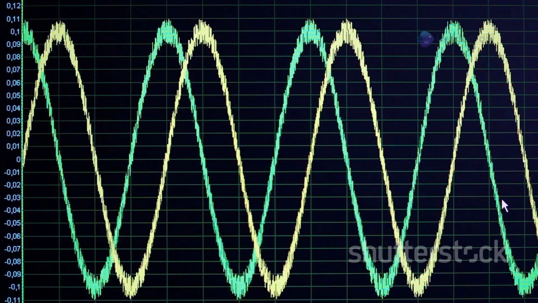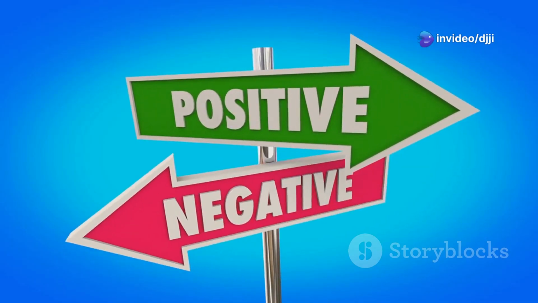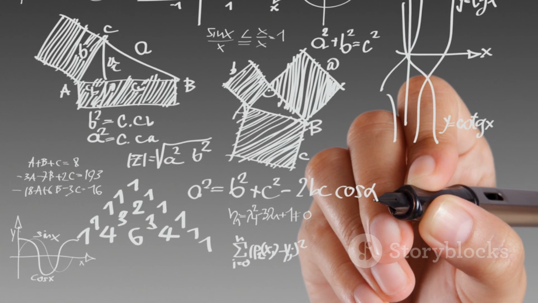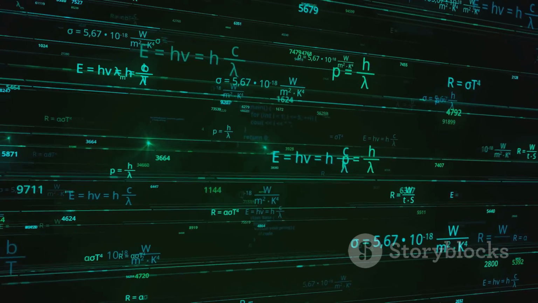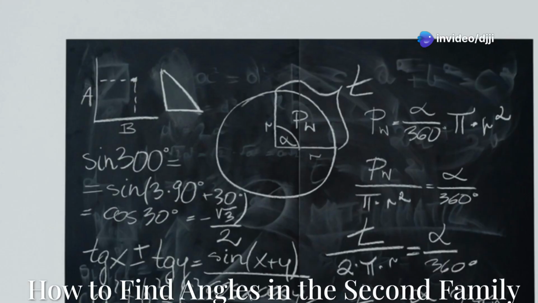Now the signs of sine, cosine, and tangent and their reciprocals vary by quadrant. In the first quadrant, all functions are positive. In the second quadrant, sine is positive while cosine and tangent are negative. In the third quadrant, tangent is positive but sine and cosine are negative. And in the fourth quadrant, cosine is positive while sine and tangent are negative.